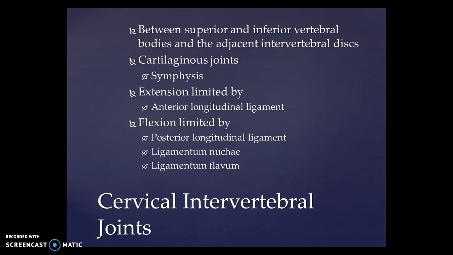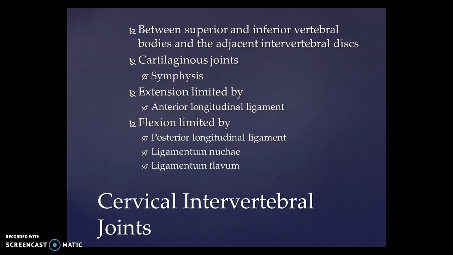Okay, cervical intervertebral joints between the superior and inferior vertebral bodies and the adjacent intervertebral discs. So these are cartilaginous joints, obviously because they have the disc in there. Ligaments that we've learned about in the other parts of the spine will limit motion. Extension is limited by the anterior longitudinal ligament. Flexion is limited by the posterior longitudinal ligament, the ligamentum nuchae, and the ligamentum flavum.